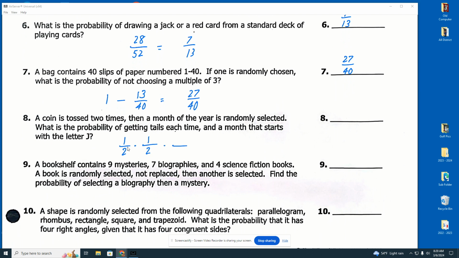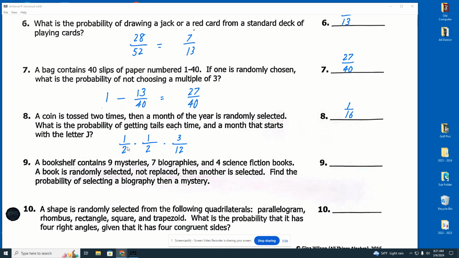And then, of course, last, it says, and a month that starts with the letter J. How many start with the letter J? 3: January, June, and July. So that's 3 out of 12. So the probability of a coin being tossed twice, getting tails both times, and a month of the year being chosen and it being the letter J is 1/2 times 1/2 times 3/12, which is 1/16. Does that make sense?